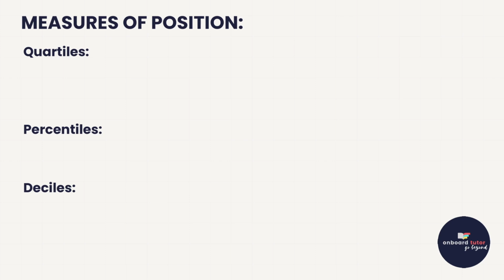Then we need to look at measures of position. Okay, and this is new to our grade 10 syllabus, so we need to pay attention here. So the median divided the data into 2 equal halves. The quartiles divide our data into 4 equal quarters.